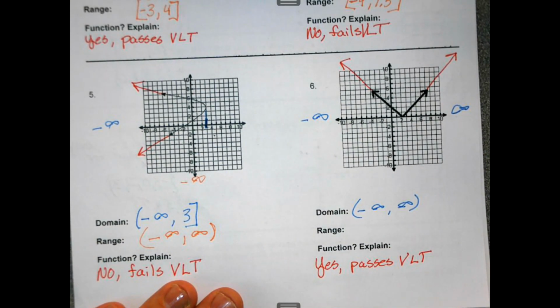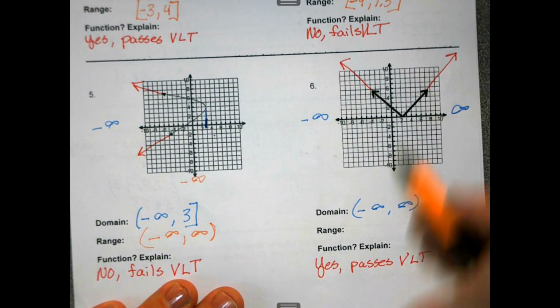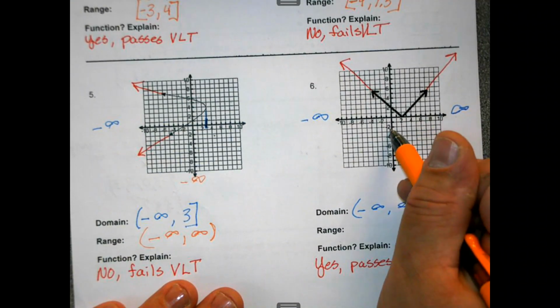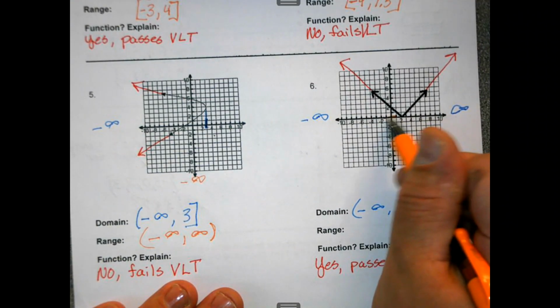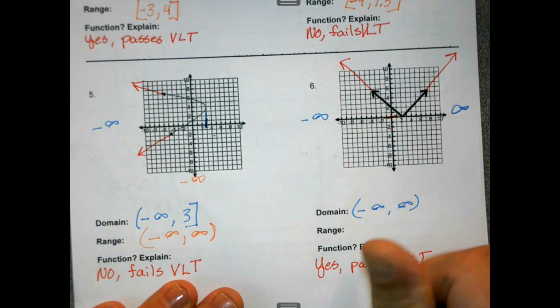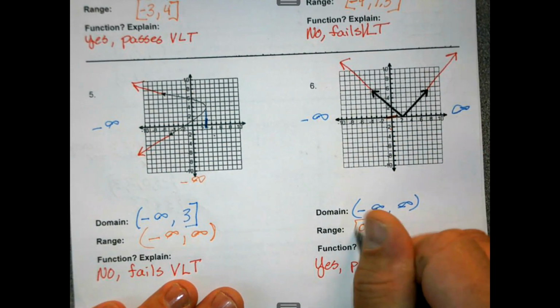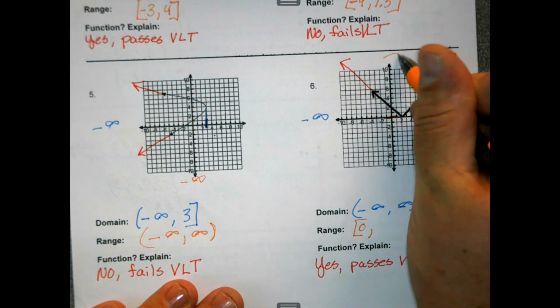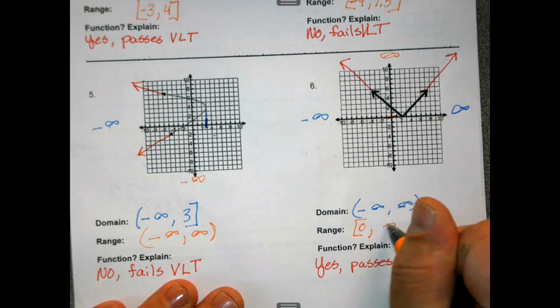We do have a starting point for the range. And please don't put 2. It actually starts here at 0, right? Y value 0. I'm going to say it includes 0, but it does go up to positive infinity.